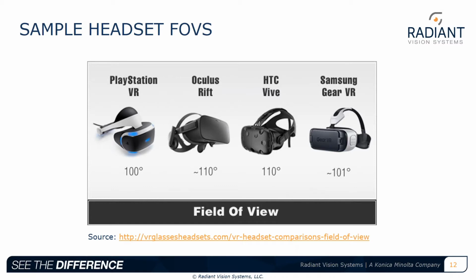Here are some examples of devices that are commercially available on the market today. You can see that the fields of view specified by these manufacturers are all approximately 100 to 110 degrees. In some cases, these are horizontal fields of view, and in some cases, vertical fields of view. But approximately everything that we've seen so far falls around this range.